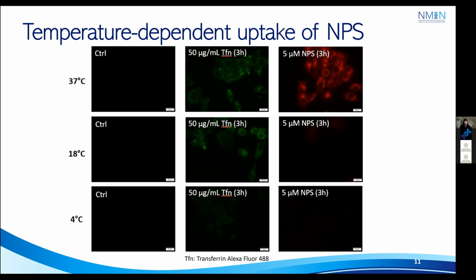And at 4 degrees Celsius, there's little to no fluorescence signal observed for NPS-treated cells. Therefore, this result suggests that NPS uptake in KB cells is temperature dependent, and they're likely to accumulate in cells via an active process.